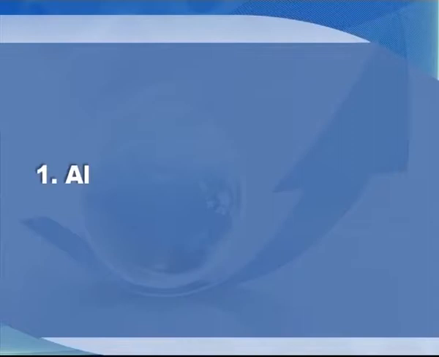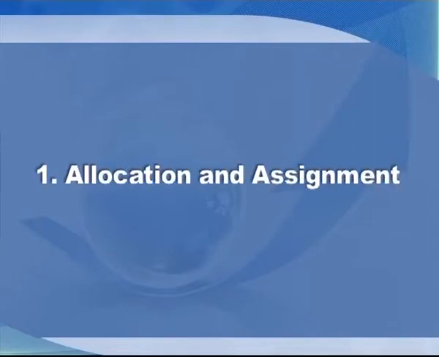What is the role or job of the operating system? The operating system is the most important and crucial software on a computer system. In fact, a computer system cannot work without an operating system. This is because an operating system is responsible for carrying some very crucial jobs required for proper functioning of a computer system. 1. Allocation and assignment.